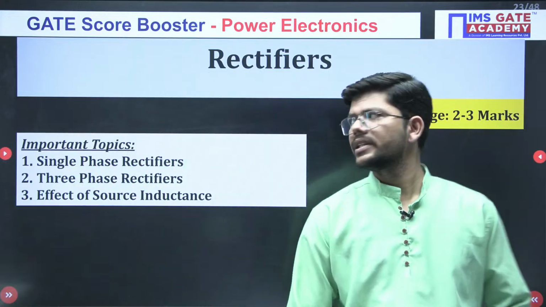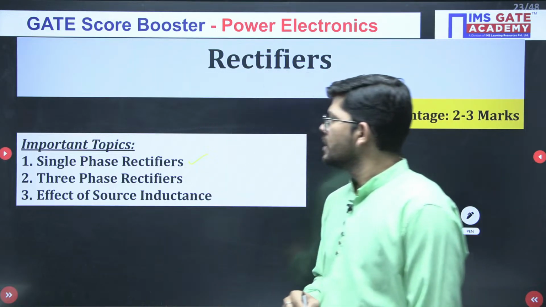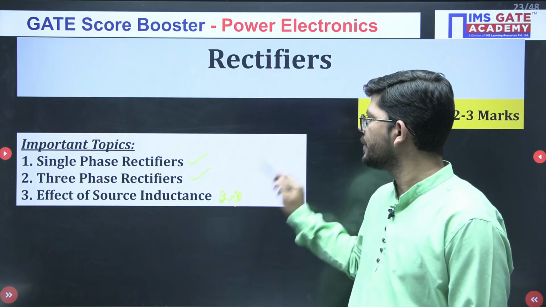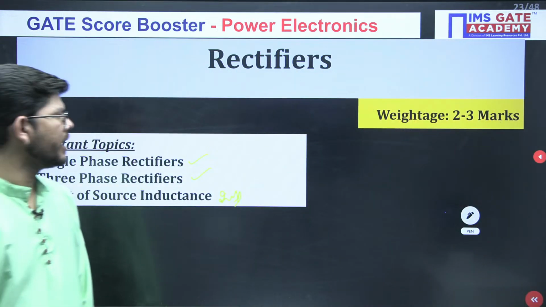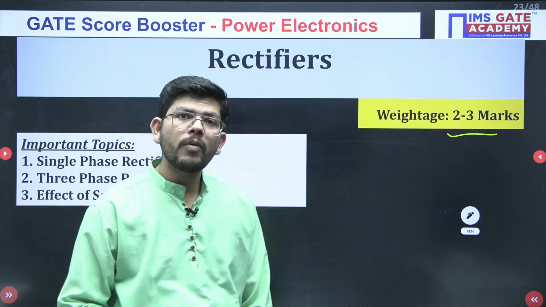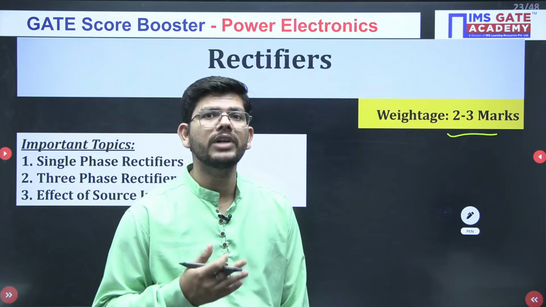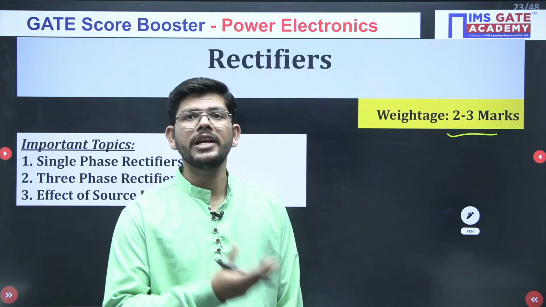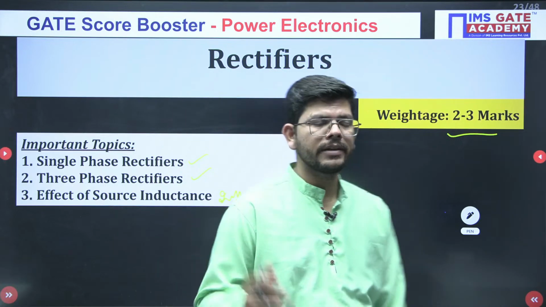So moving towards the rectifiers. Just see the rectifiers. What are the important topics? You may get a question from single phase rectifier, you may get questions from three phase rectifier, and nowadays this topic is very important: effect of source inductance. Questions are constantly coming from this topic as well. What is the expected weightage? 2 to 3 marks. So overall weightage of power electronics: if you are very good in power electronics and if it is your day, you can expect questions up to 13 marks from power electronics only. And suppose you are getting 13 marks of questions from power electronics, you have rocked the exam, isn't it?